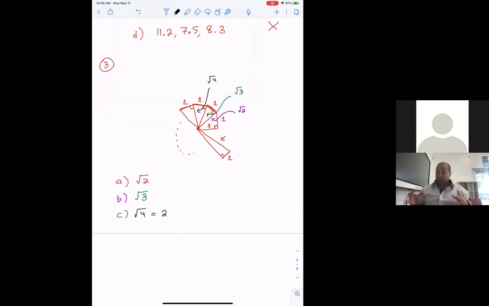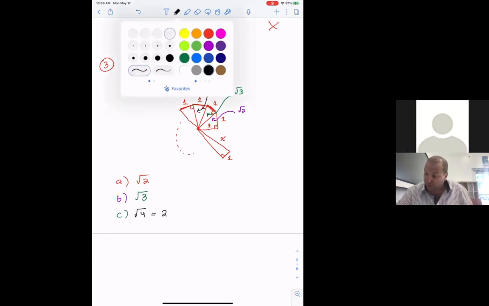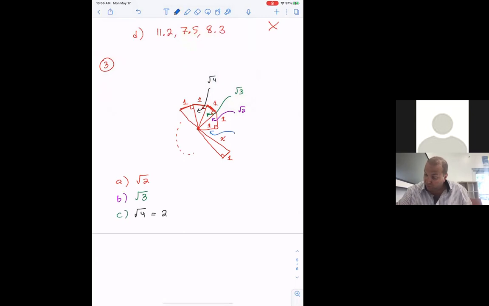The pattern seems to be that every time we get to the next triangle, the value inside the radical increases by 1. So 1, which is technically also, just throw it here for pattern's sake, this one right here is the square root of 1. It's 1, but it's also the square root of 1. So the square root of 1, square root of 2, square root of 3, square root of 4, and so on.